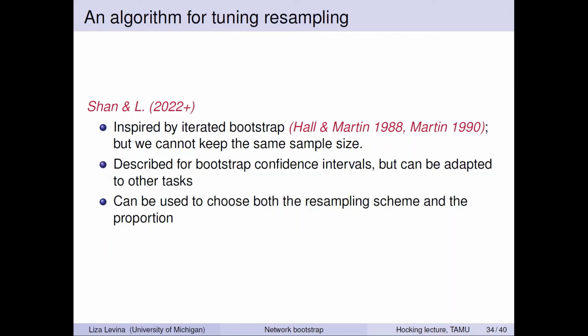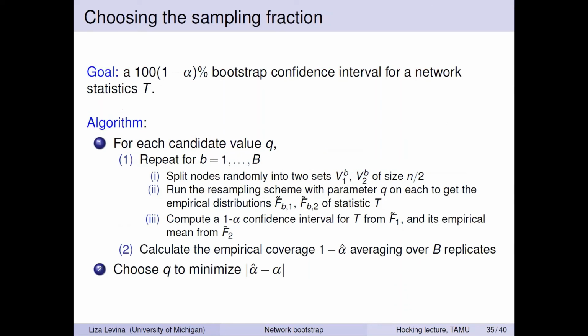But we do have one algorithm that we proposed for selecting the sampling fraction Q. And the first thing that we observed empirically is that it very much matters. It's not really something you can just set to be like 0.5 and hope everything will come together. The method that we did was inspired by something done a long time ago by Peter Hall called iterated bootstrap, but it's not quite the same because we have a network, but this was kind of the inspiration. So I'll just quickly tell you what it does.